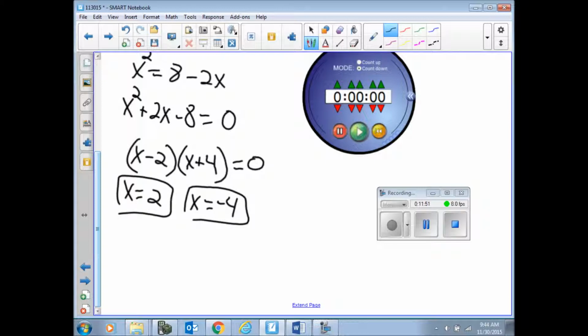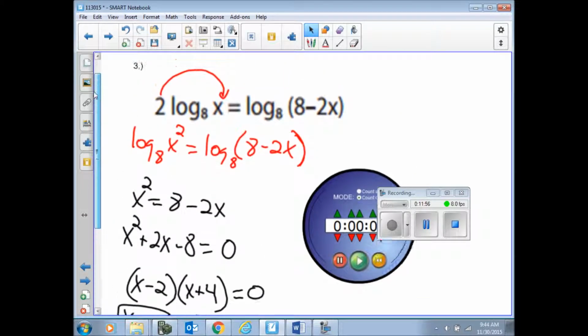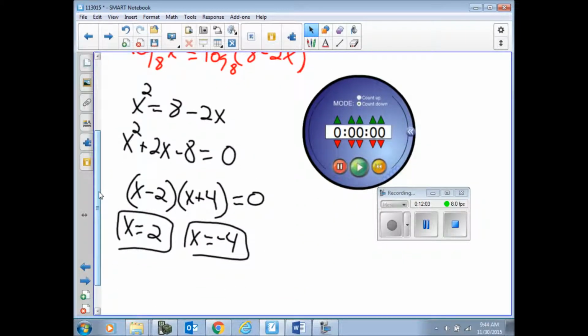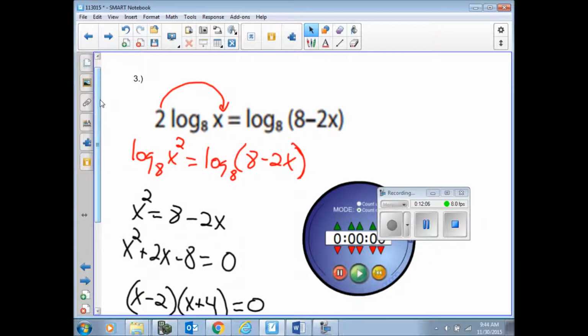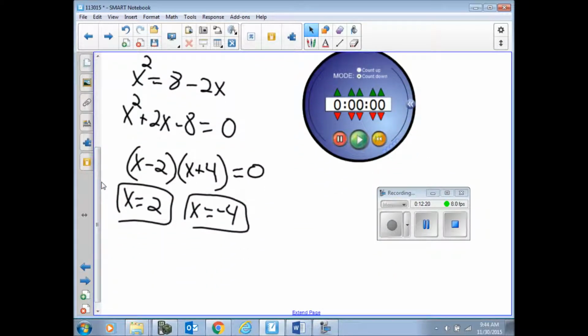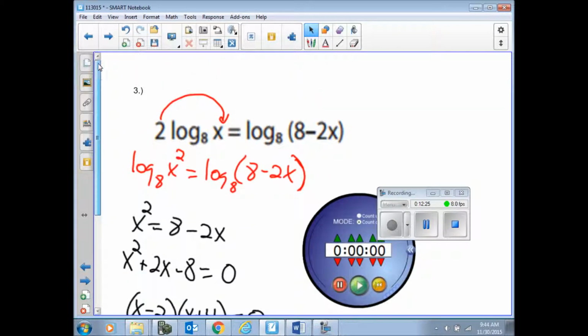Okay, we need to check these out. All right, let's make sure and go back to the original equation. I made this mistake in my first period class, did not go back to the original. What happens if you plug in 2? Do we get any negative values for what we're logging? So if I plug in 2 here, is that okay? Yes. 8 minus 2 times 2, that's 4, so that's okay. So 2's all right. We don't know if that's the answer, but at least it's a valid number we can check. What about negative 4?